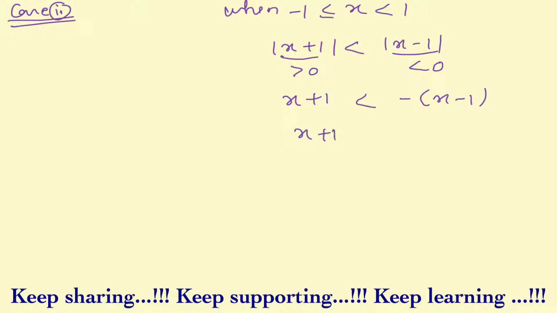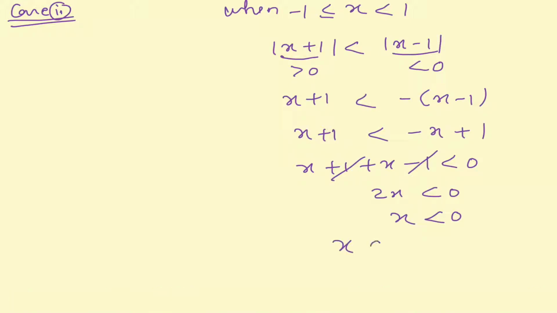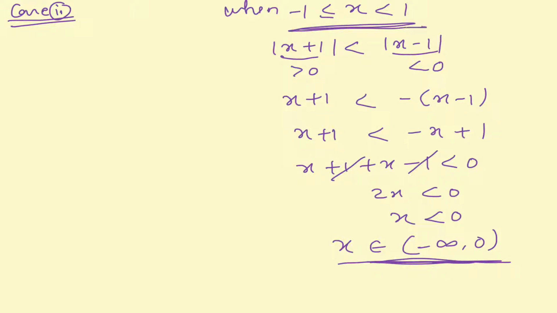That is nothing but x plus 1 less than minus x plus 1. We bring minus x to that side: x plus 1 plus x minus 1 less than 0. Minus 1 plus 1 cancel out, 2x less than 0, that is nothing but x is less than 0, that is x belongs to minus infinity to 0. So we need to take x belongs to minus infinity to 0 only when x is between minus 1 and 1.